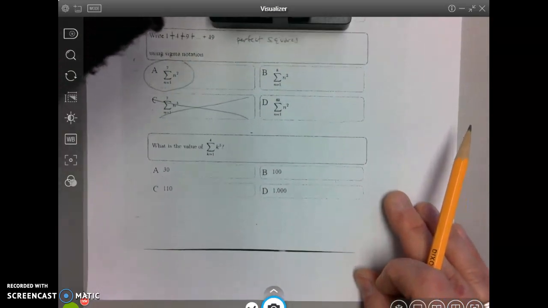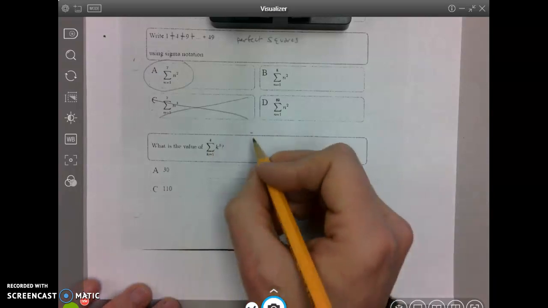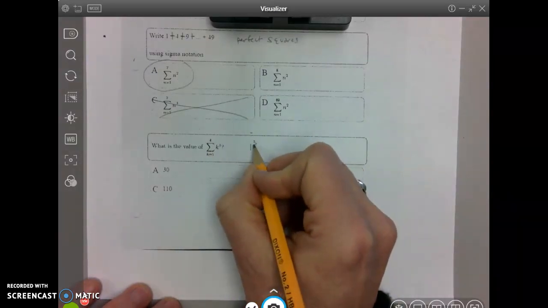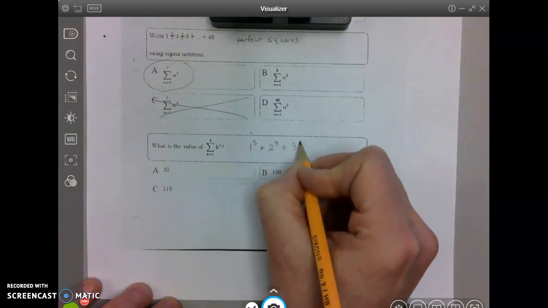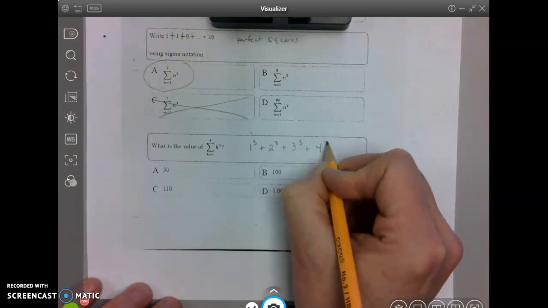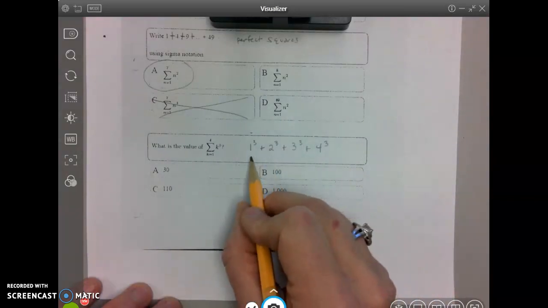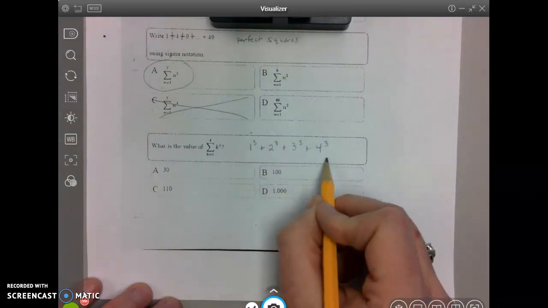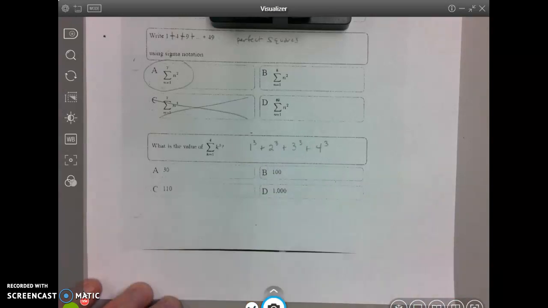What is the value of this summation going from 1 to 4 of k cubed? So I'm going to have 1 cubed plus 2 cubed plus 3 cubed plus 4 cubed. So I'm going to let you guys go ahead, figure out what each of these is, put that in your calculator, and get one of those answers. Okay?